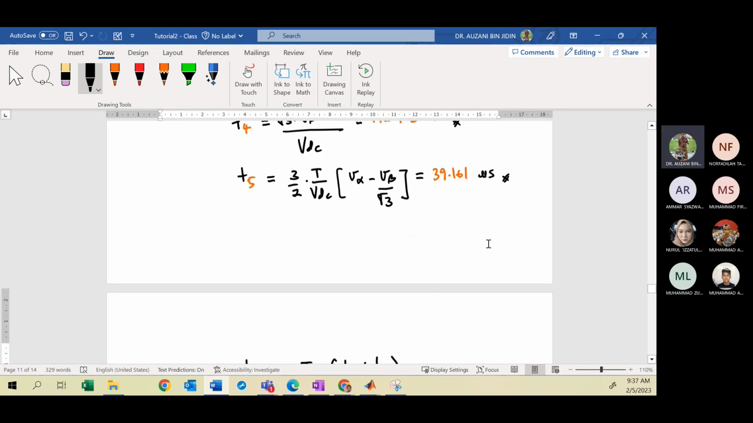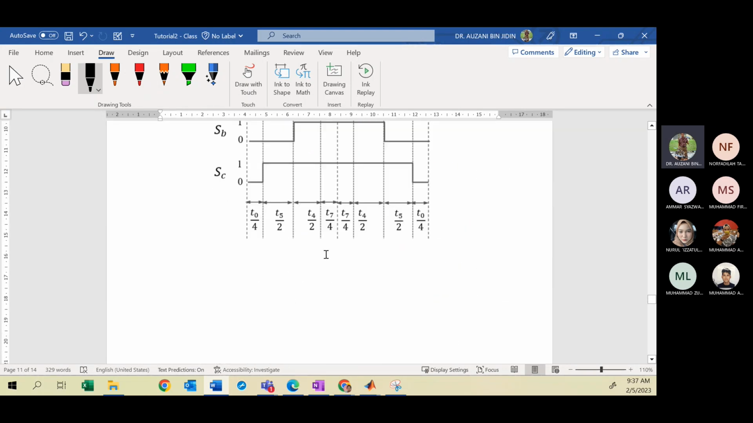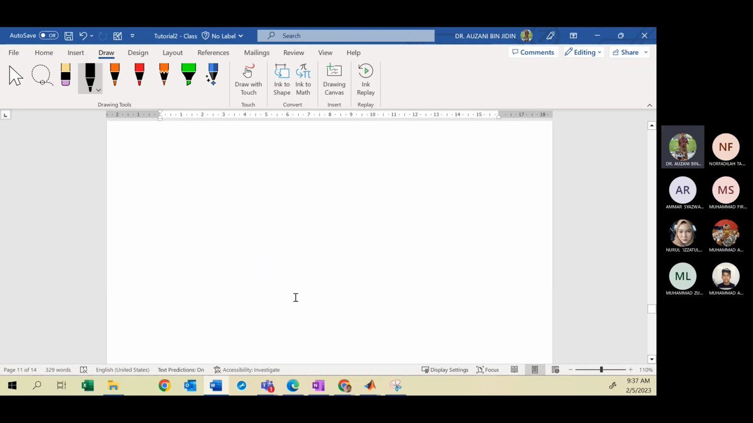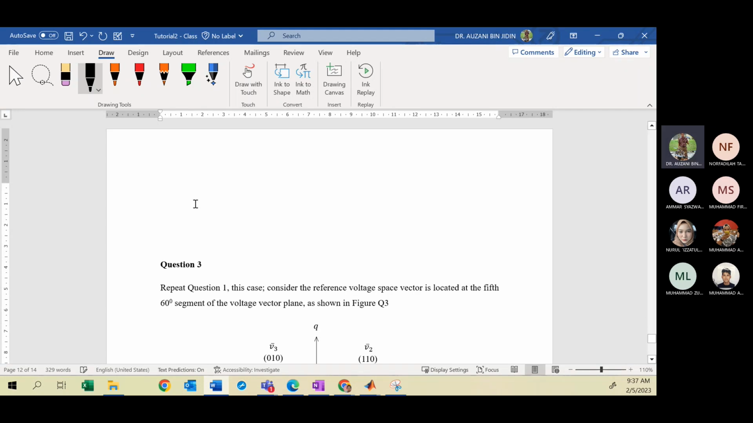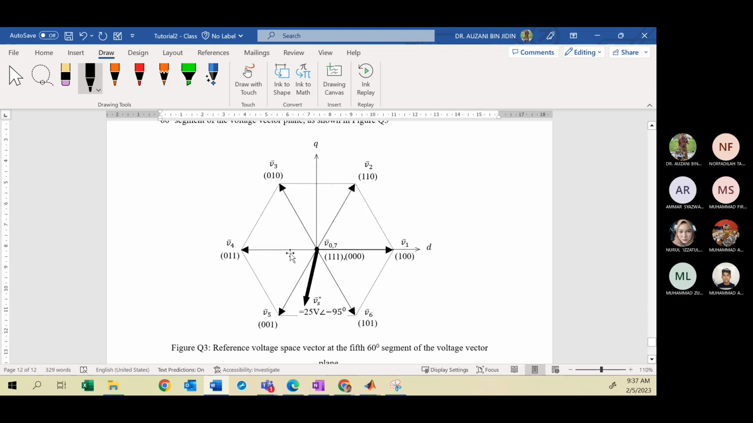Okay, question number 3. Maybe we can do it short, just for the important part. The important part is to sketch the vector diagram. I think the rest you just apply the same process. The important part is to calculate the alpha, and to identify what is the first adjacent vector to be selected. Okay, for question number 3.